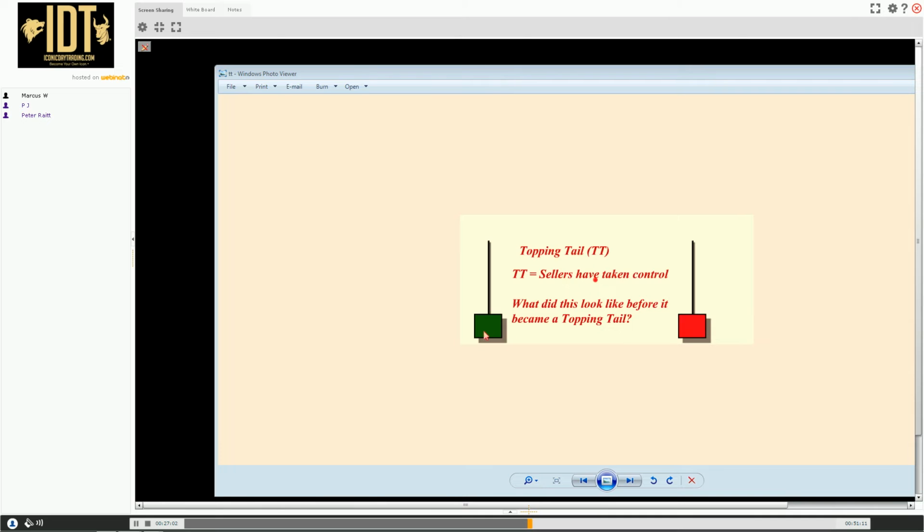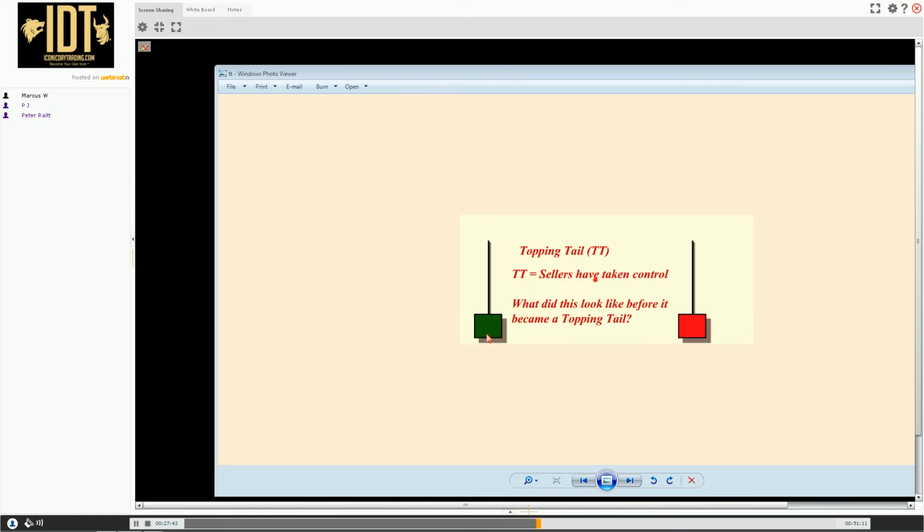Topping tails. Okay? Topping tails tell you sellers have taken control. Okay? Great question. What did this look like before it became a topping tail? Well, obviously this one was all green, right? And it got sold all the way into. And if we had more time, it would have ended up red. Okay? These happen at the top. This is a topping tail. If you had more time, it would have been a red bar. It would have looked just like this. You just ran out of time for that candle. Okay? Topping tails, you need to recognize.